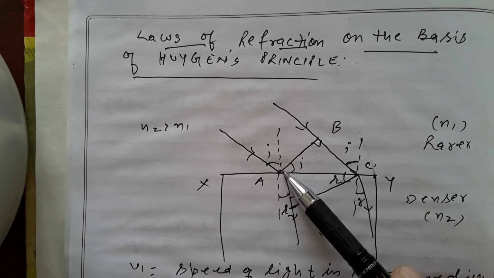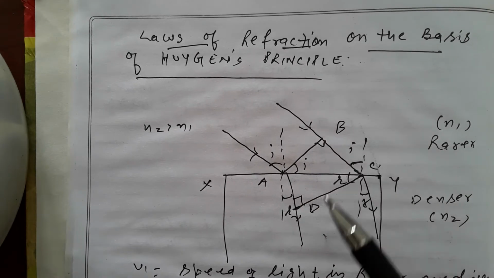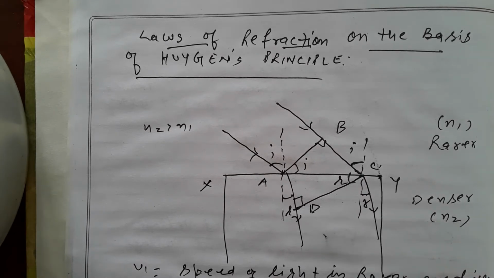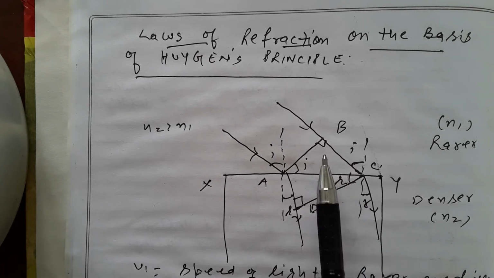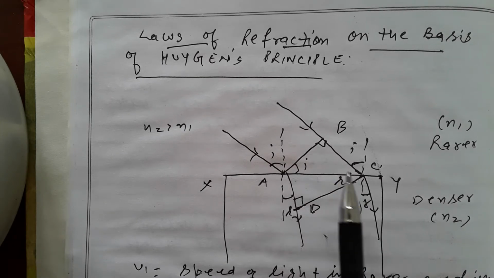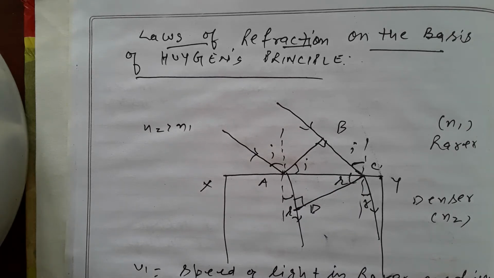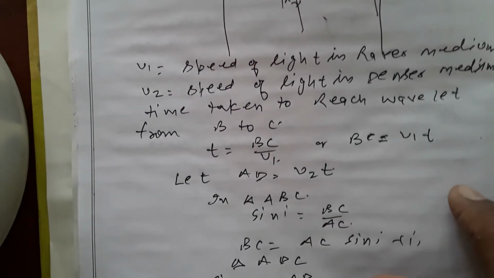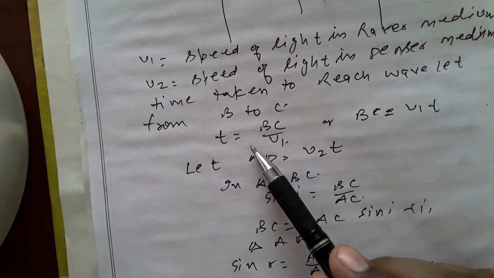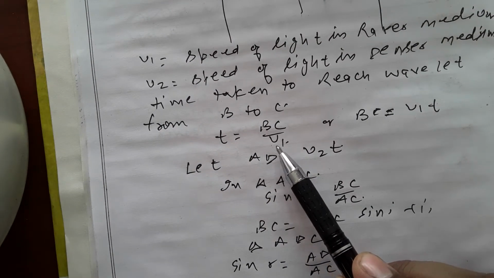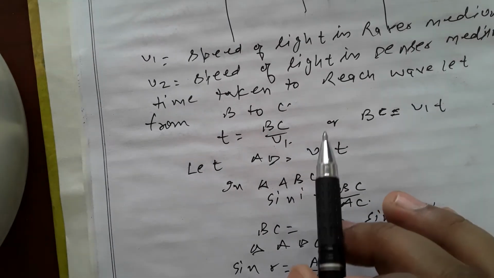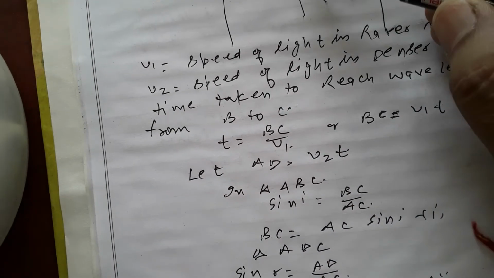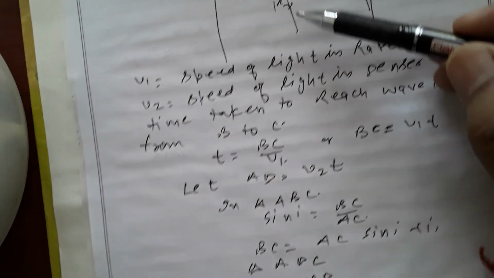refracted. AB is the incident wavefront, and V1 is the speed of light in the rarer medium, and V2 is the speed of light in the denser medium. Let T be the time taken by the light to reach from point B to C. We know the relation, time is equal to distance upon velocity, so time is equal to BC upon V1, or we can write BC is equal to V1T. Similarly, in the diagram, AD is equal to V2T.